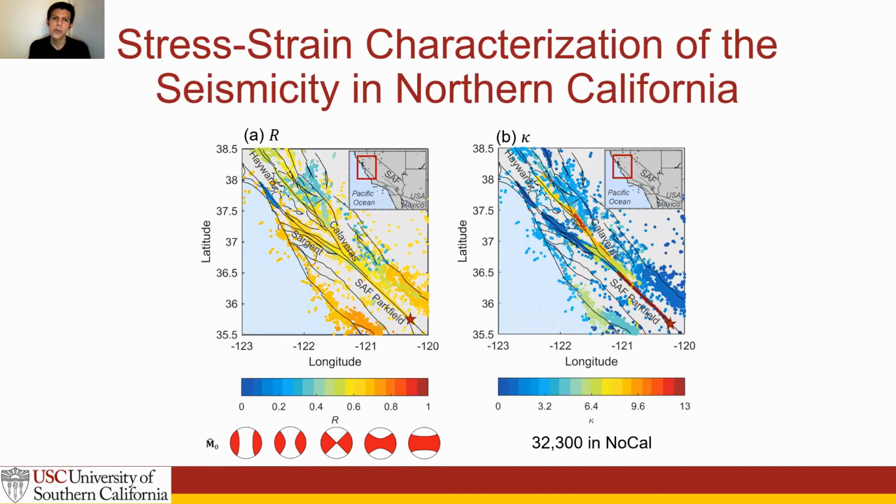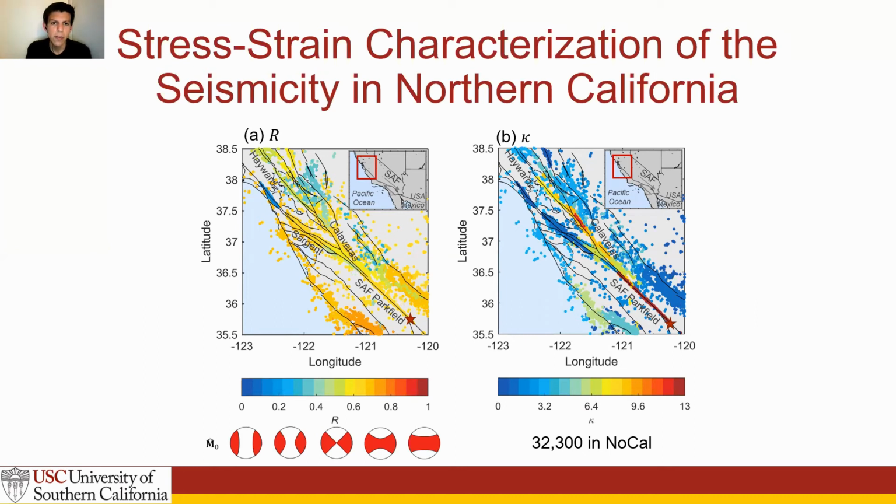Here I'm showing the results for the seismicity in Northern California. On the left, I'm showing the values of the differential stress ratio. All the values are around 0.6 or above in the San Andreas fault, the Calaveras fault, and in the Hayward fault, the values of R are about 0.5. So this implies that this region is mostly bilateral with some transpressional stress.